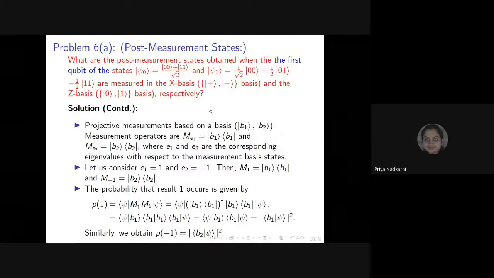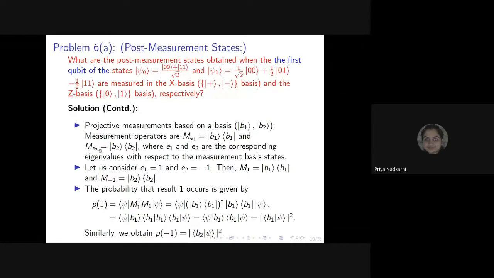So what we are doing is we are just using projective measurements. All our measurement operators are of the form, suppose we consider an orthonormal basis B1, B2. It can be either the plus minus basis or the 0, 1 basis or any orthonormal basis. Let's look at it from a general point of view. If we consider the basis to be B1 and B2, then the first measurement operator will be the projection operator |B1><B1|, and the second measurement operator is the second projection, which is |B2><B2|, based on the two bases.